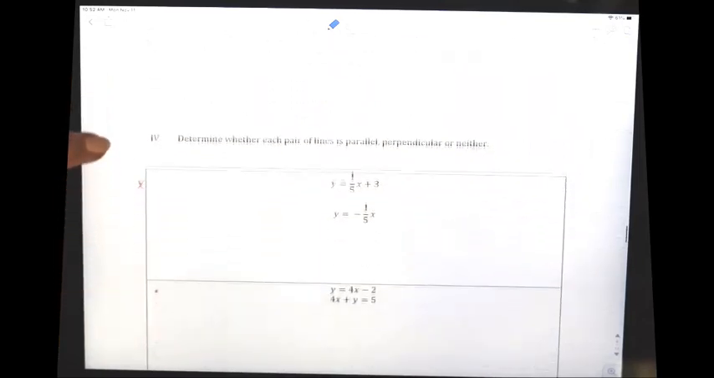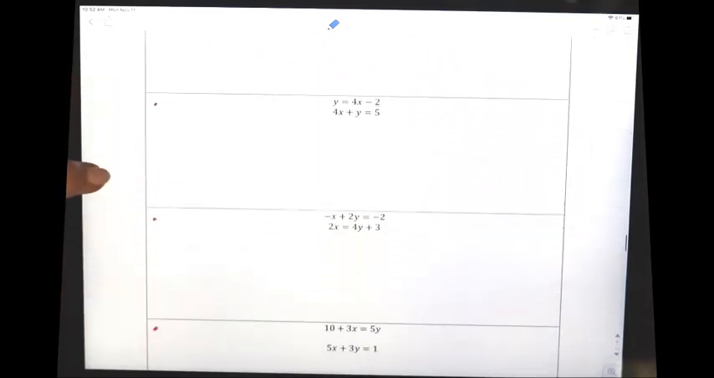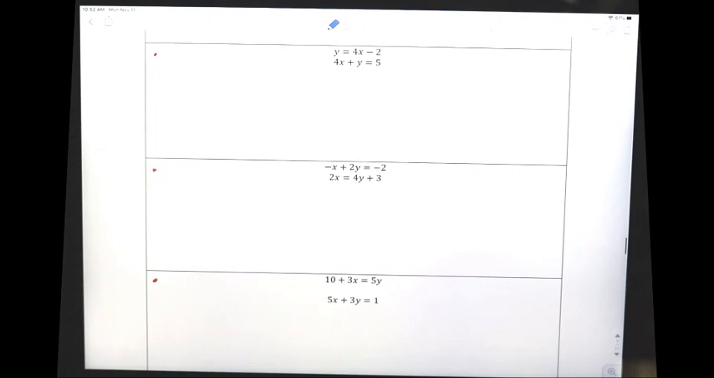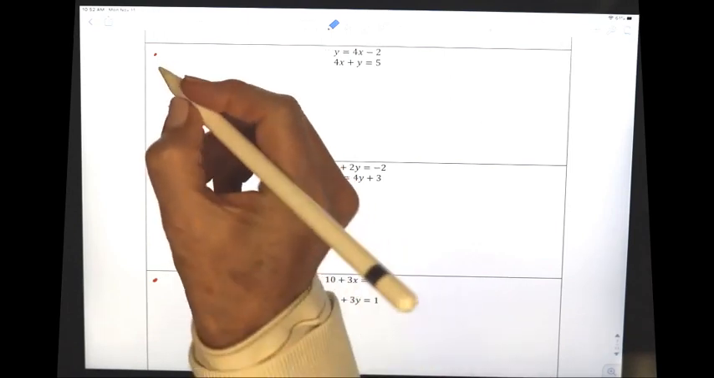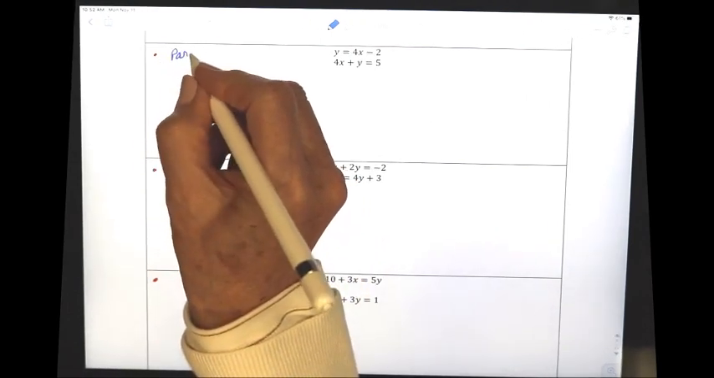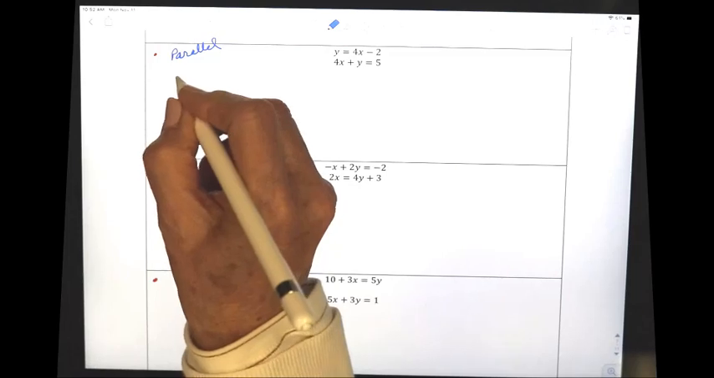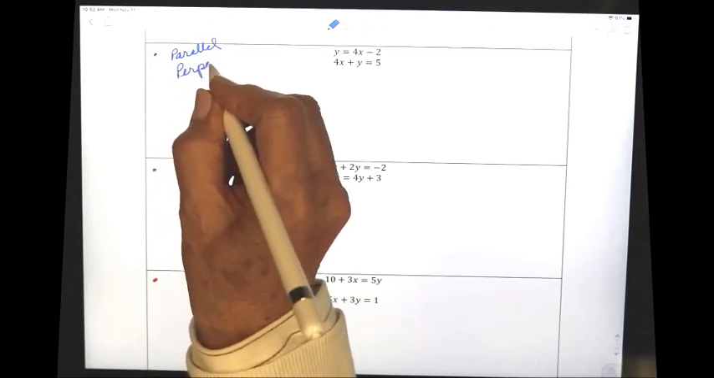So let's do a couple of examples here. What we want to do with this first example is look at these 2 equations. You see I don't have a graph, and I'm trying to decide, are these parallel? Are these perpendicular? Or are they neither?